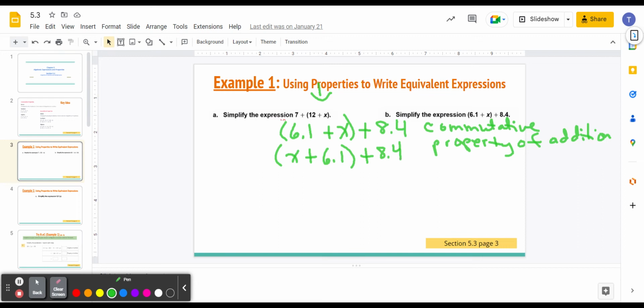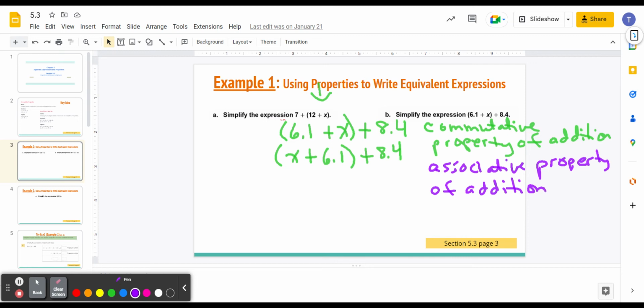Now I actually can do another property, and that other property now is going to be the associative property. So I can do the associative property of addition. That means now I can change the parentheses. The order has to stay the same. So I'm still going to write x plus 6 and 1/10 plus 8 and 4/10. That order stays the same, but now my parentheses are in a different place.